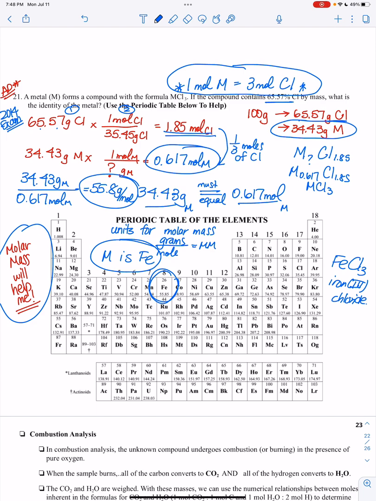Now, there's another way that I could figure this out. Well, remember, grams divided by molar mass is equal to moles. That's a nice little trick there. I could rearrange this and say grams divided by moles is equal to molar mass. So it's a nice little trick. If I have the grams and I know the moles that corresponds to, if I divide the two of them, I get the molar mass.